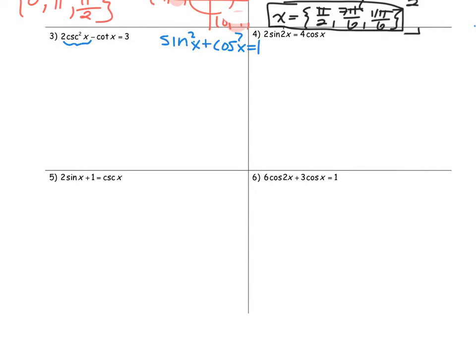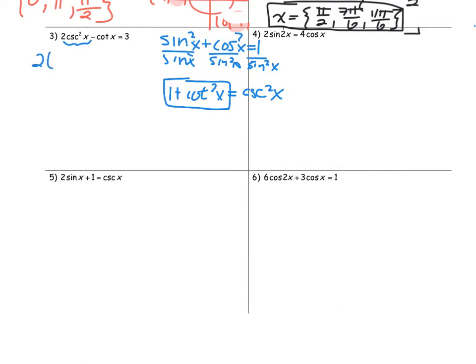So if I want to get these in terms of cosecant, well, if I divide everything by sine squared x, I'll have 1 plus cotangent squared of x equals cosecant squared of x. So I just derived one of the Pythagorean identities. I want it to equal cosecant, and it already is. So we're going to substitute this in for 2 times 1 plus cotangent squared x minus cotangent equals 3.